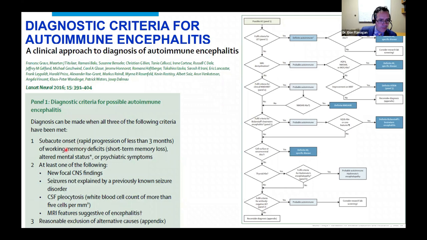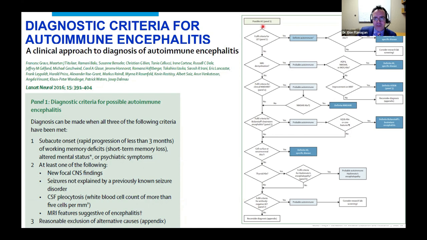As many of you know, patients can have behavioral change or psychosis as their first presentation. And then patients had to have other central nervous system findings, either on examination or seizures, for example, or they had to have inflammation in their spinal fluid or MRI changes suggestive of encephalitis. And then you needed to exclude other causes. And if you fulfilled the criteria for this, then you came into this algorithm here.